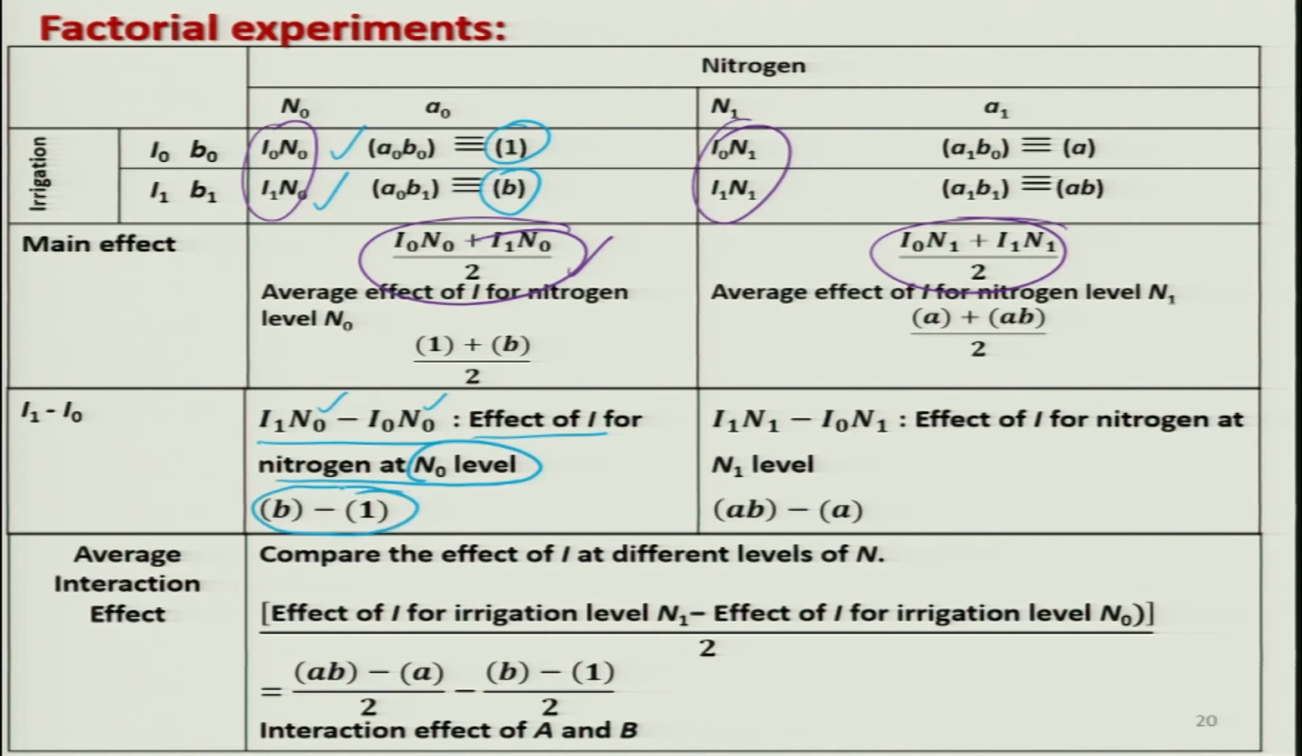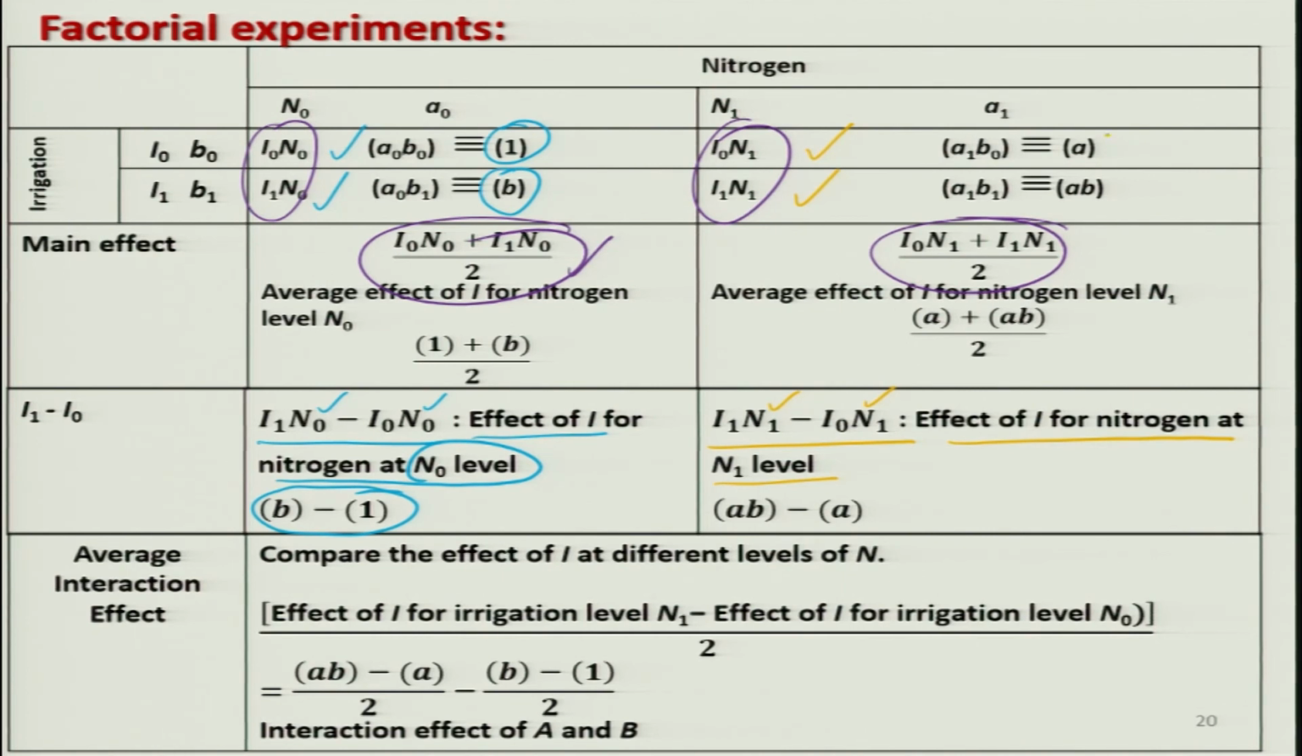Okay. Now, if you consider the other part, you take the difference between I1 N1 and I0 N1. Here N1 is common, and it appears that you are considering I1 minus I0. So, do not you think that I can consider it as the effect of irrigation for nitrogen at the N1 level?